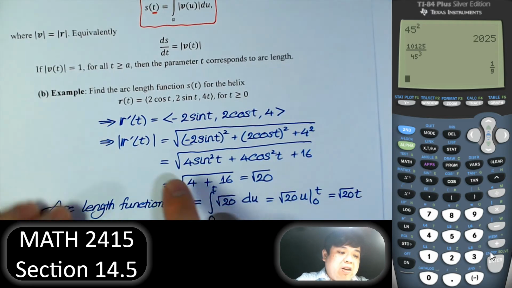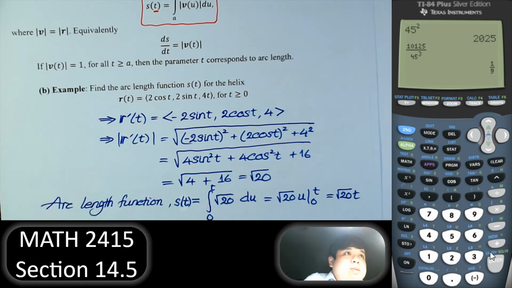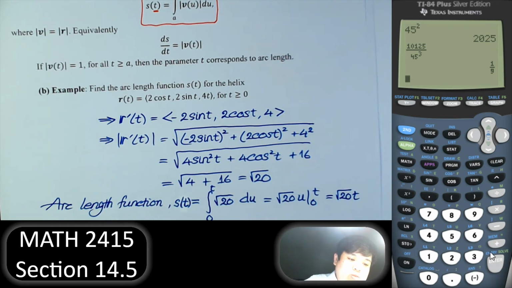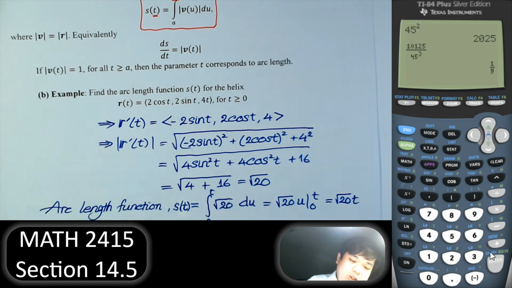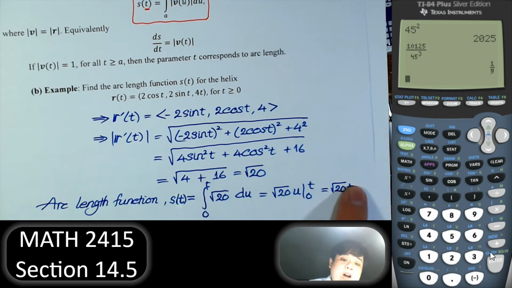Earlier we have this curve, and we said find the arc length, right? Oh, find the arc length function. So that is the arc length function. Doesn't matter what we have for t, the arc length is given by this.